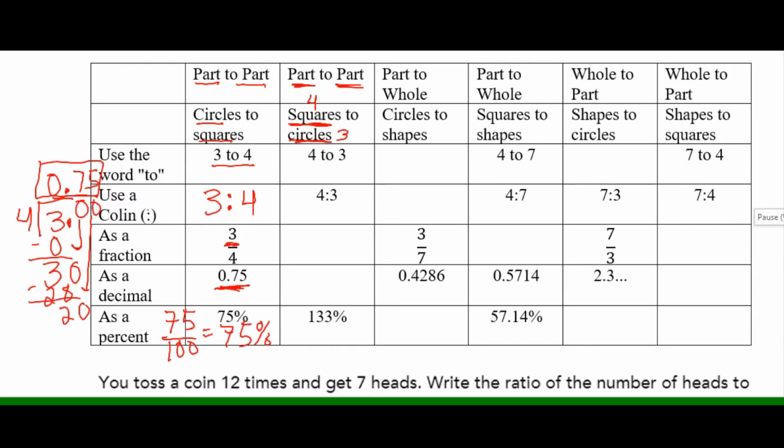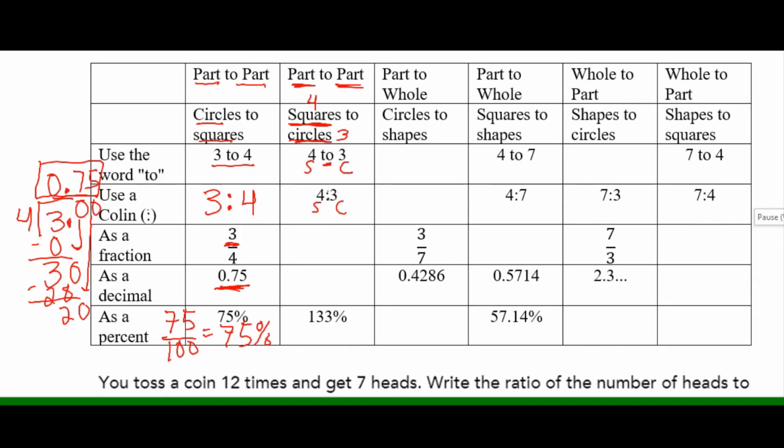And then your other ratio. So we have 4 squares, so we put the 4 first, and then we put the 3 to represent the circles. So notice this is squares to circles. It has to go in the same order. If it's not in the correct order, it is incorrect. So now we write it with a colon: squares, colon, circles, squares to circles.